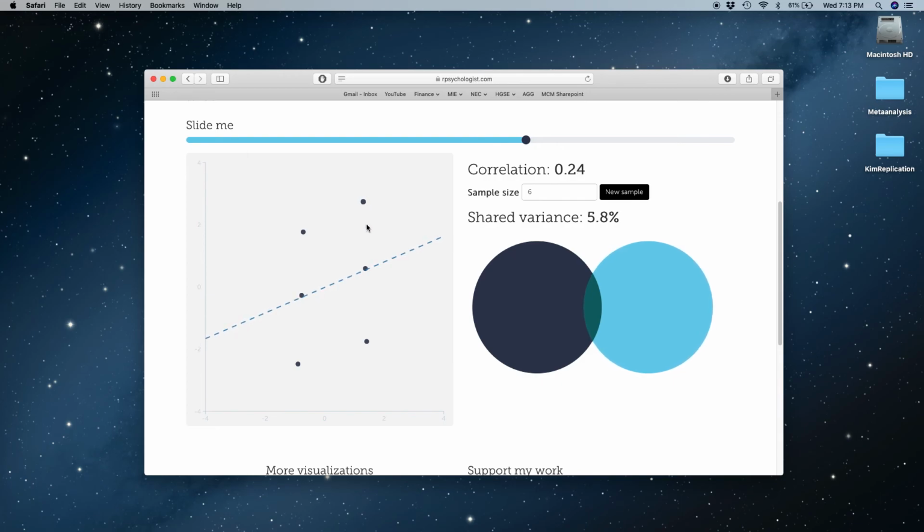And we can get a sense of how that looks by playing around with some visualizations like this. So I encourage you to check these out and play with them on your own, and you will start to develop a much more intuitive understanding of what correlation and Cohen's d look like with data.